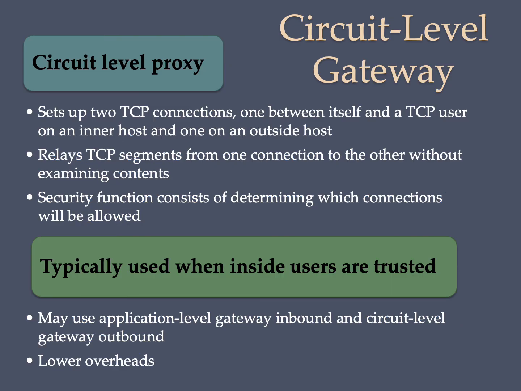And then we have what we call a circuit level proxy, right? It sets up two TCP connections, one between itself and the user, and one to the server. So it's a circuit level proxy. It works pretty similar to an application level proxy, right?